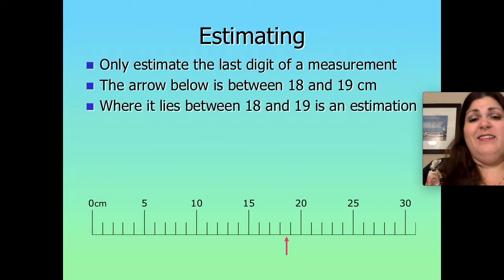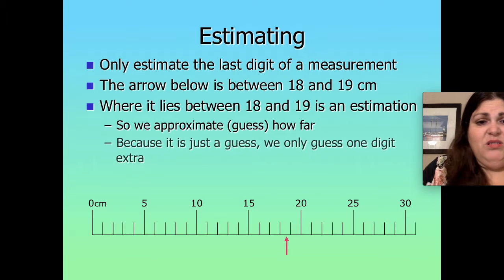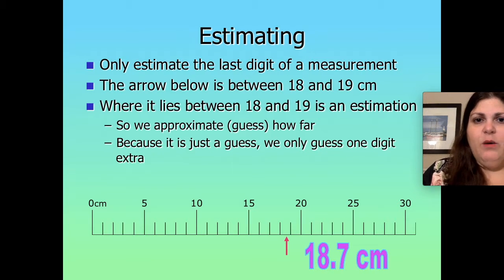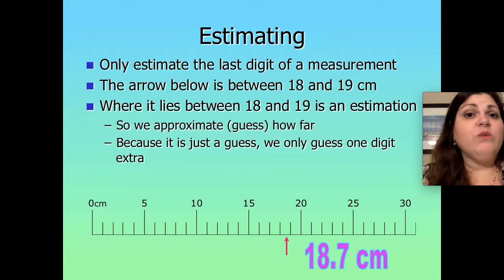So where it lies is an estimation, and I'm going to guess that this one is about 18.7. You may have looked at that and thought, well, it's really more 18.6 or 18.8. We're guessing, we don't know. So that last digit, the 7, is our estimation.